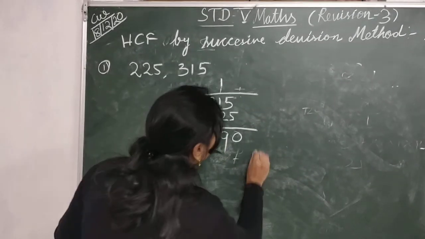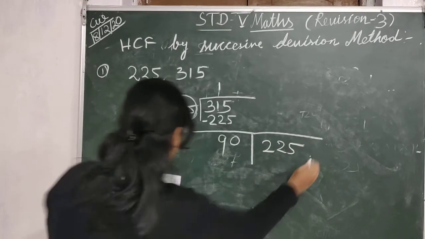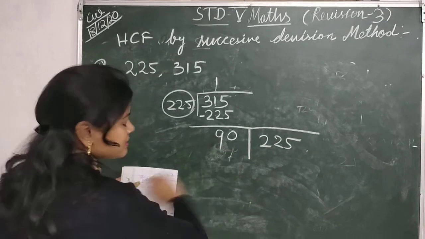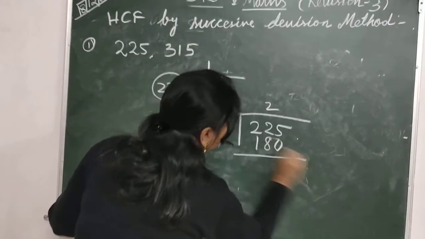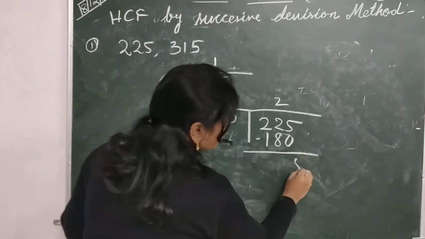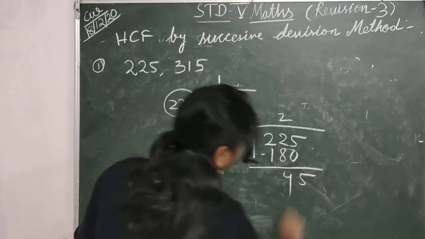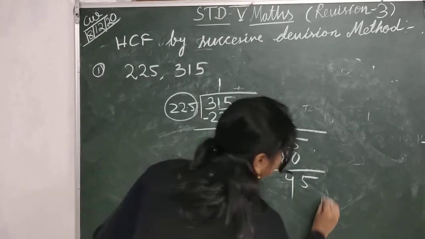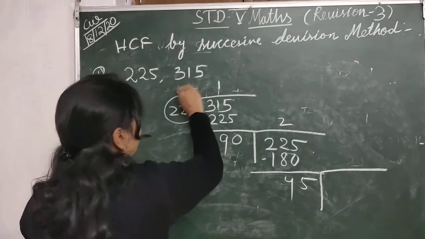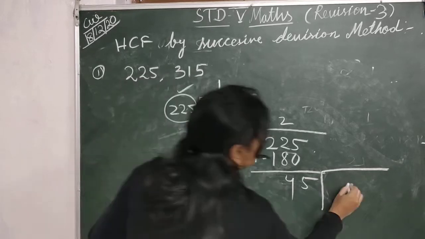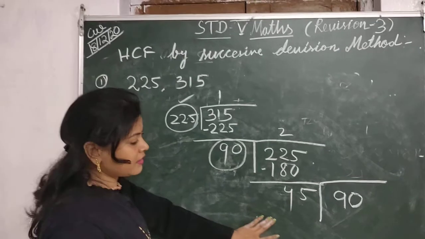Now again I am going to divide the first divisor 225 by 90. Okay. 9 ones are 90. 9 twos are 180. And subtract: 5 minus 0 is 5. 12 minus 8 equal to 4. Okay. Children, again I am going to divide the second divisor. It is the first divisor. It is the second divisor, 90. You have to continue it till we get the remainder 0.